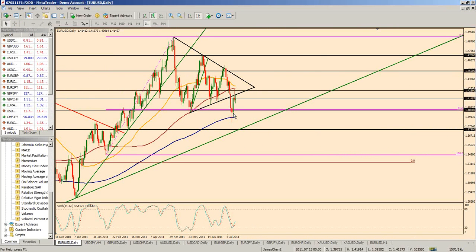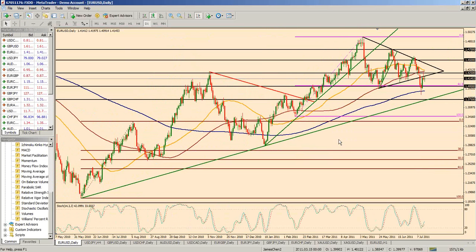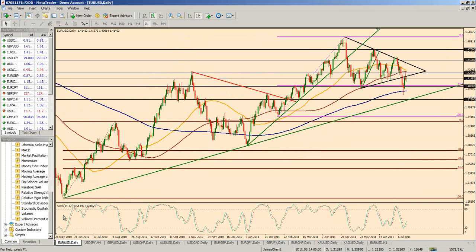Okay, this is a euro-dollar daily chart, and we're still in an uptrend here. Price action broke down below this triangle here. On that breakdown of that triangle, I was looking for 140. We hit 140. And then on a breakdown below that, I was looking for 137.50, and it was shy of 137.50. And then it popped back up.